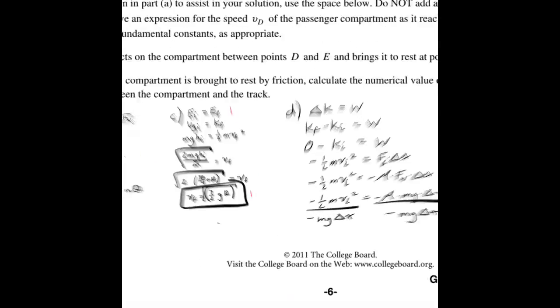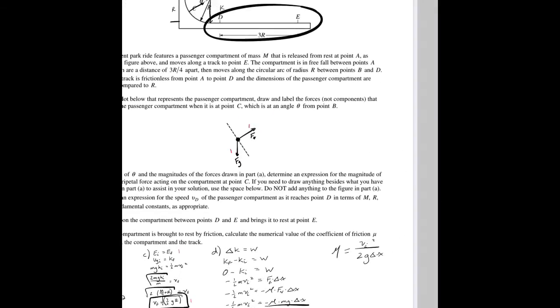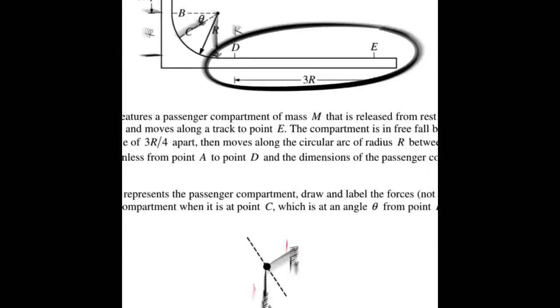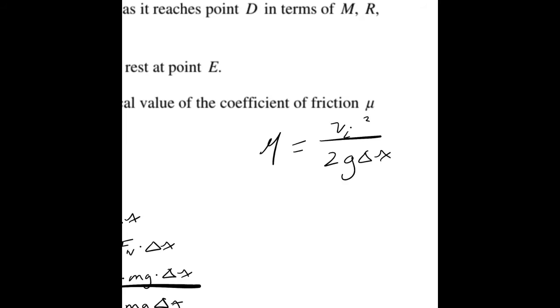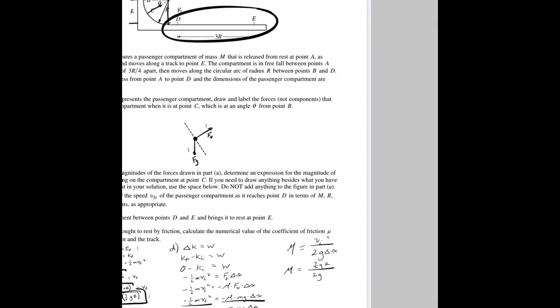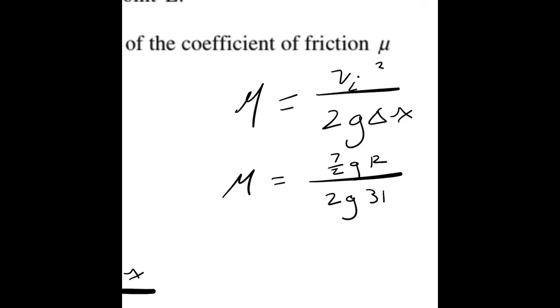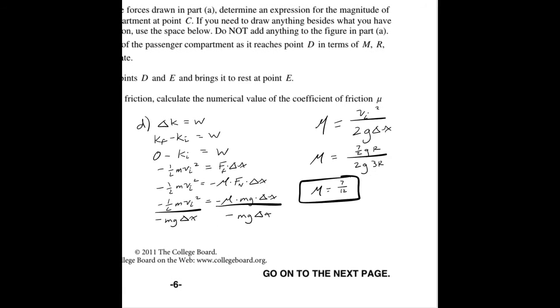Now, v initial I solved for in part C. Over there, it was v final. But now it is our v initial for this situation. So that is going to be radical 7/2 gr. So I'm squaring that, so that's going to become just 7/2 gr, over 2g. And then that delta x is 3r. All right. So I solve this out. I'm going to get 7/12. All right, 7/12 is going to be equal to mu here. And that would be enough for your answer.